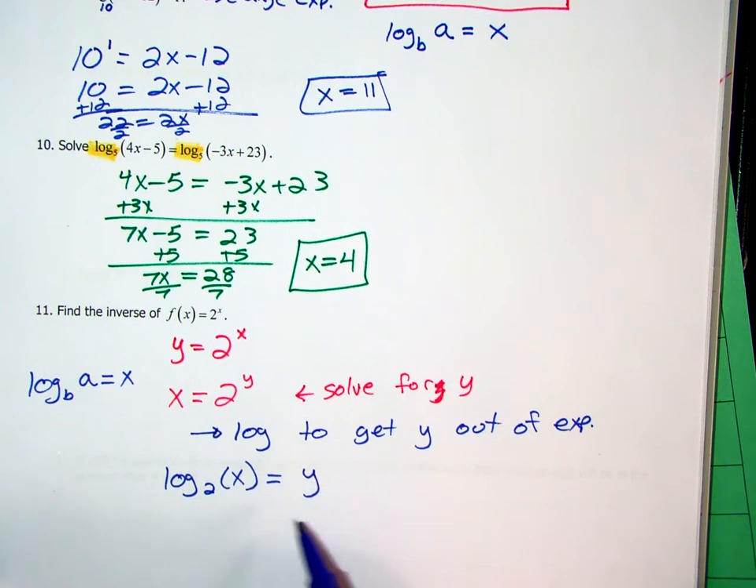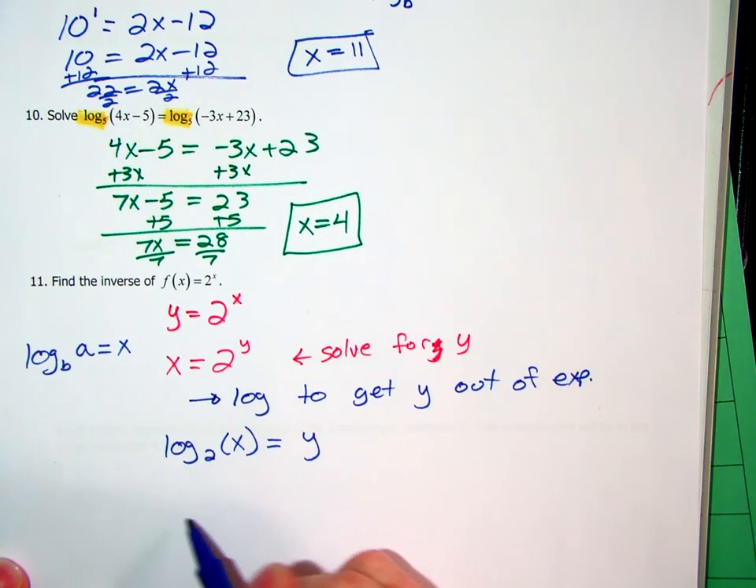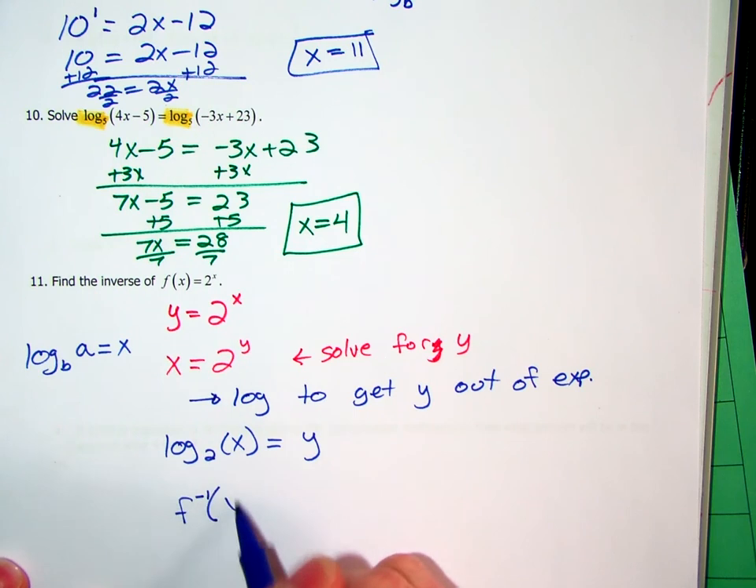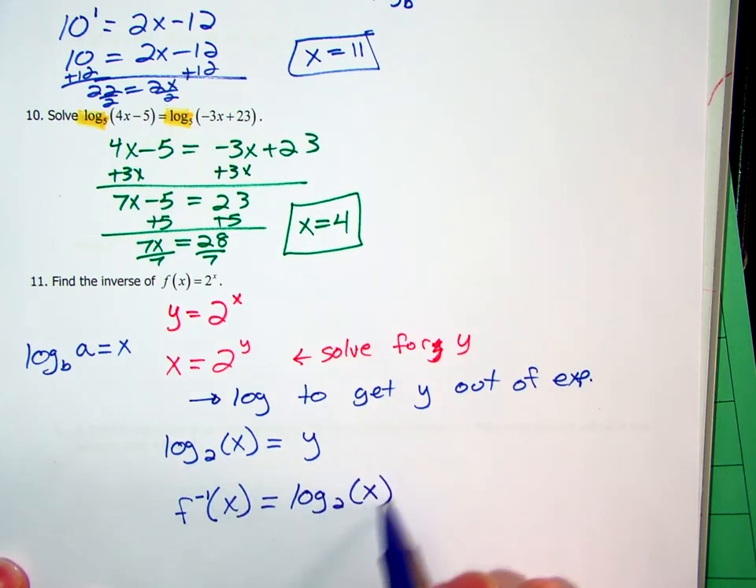And now the nice thing is y is already by itself. I don't even need to solve any further. I just need to write it in inverse notation. So f inverse of x is equal to log base 2 of x.